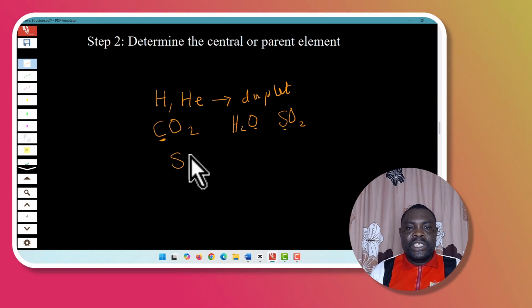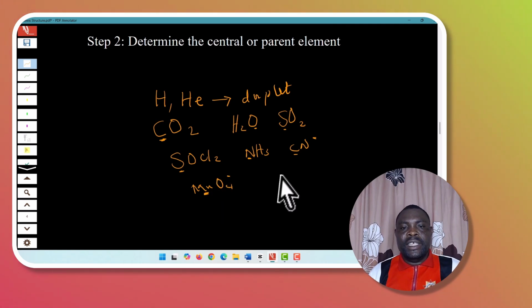If we consider thionyl chloride, the parent element is also what? Sulfur. If we consider ammonia, the parent element is what? Nitrogen. If we have CN minus, the parent element is carbon. If we have permanganate ion, the parent element is manganese. So, rules to determine the parent element.